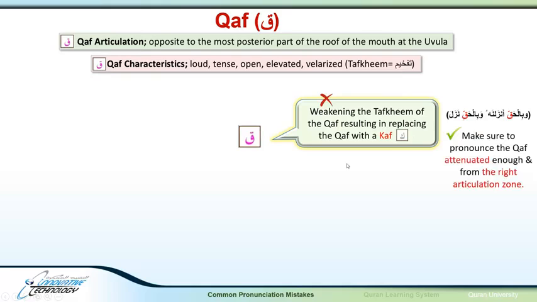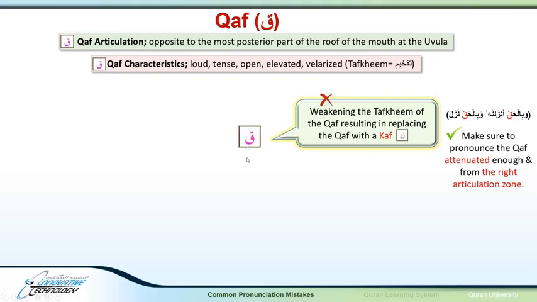وَبِالْحَقِّ أَنزَلْنَاهُ وَبِالْحَقِّ نَزَلْ. بِالْحَقِّ is right. بِالْحَكِّ is wrong. You have to make sure to pronounce the qaf attenuated enough and from the right articulation zone to differentiate it from the kaf.